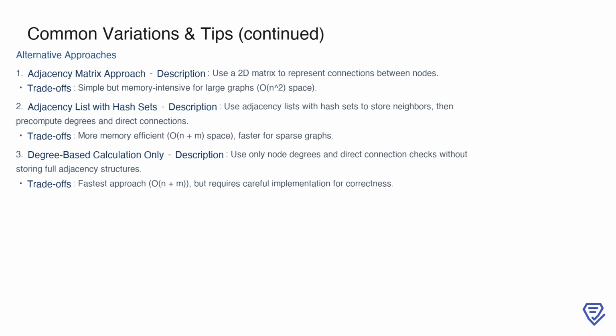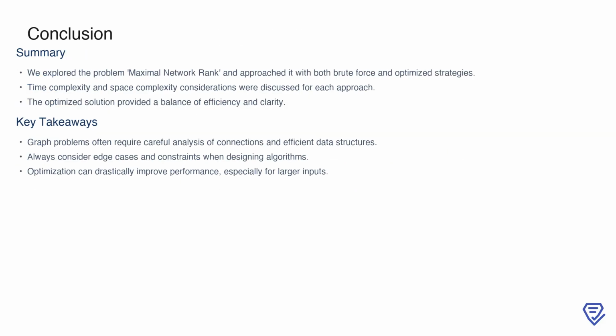Finally, you can use a degree-based calculation alone, without storing the full adjacency structure. This is the fastest approach, with a time complexity of O(n + m), but it requires careful implementation to ensure correctness. Each method has its strengths, so the choice depends on the specific constraints and requirements of the problem you're solving. Great job! We've successfully solved the maximal network rank problem while exploring both brute force and optimized solutions.